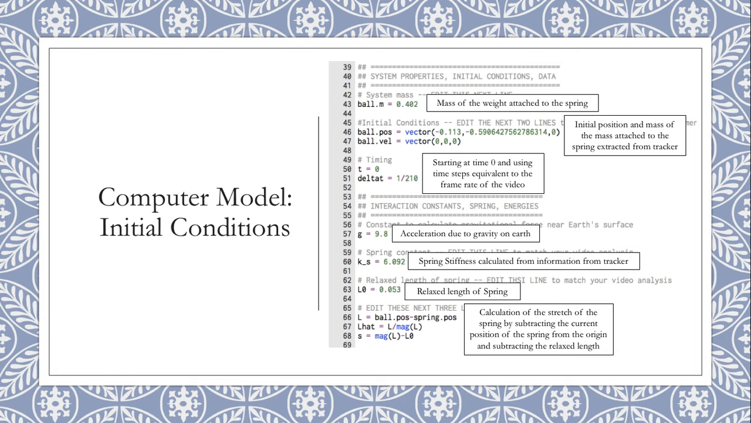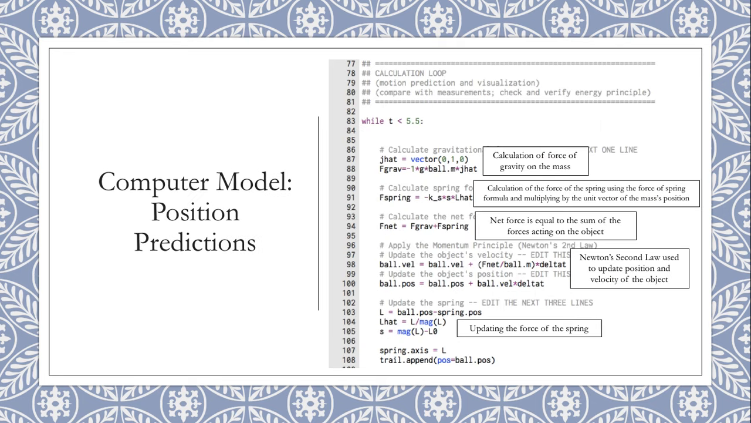Here is the computer model that we created. First, we started in lines 42 through 63 by inputting the constants that we just calculated. We are then able to calculate the stretch of the spring by subtracting the current position of the spring from the origin and subtracting it from the relaxed length in lines 65 through 68.